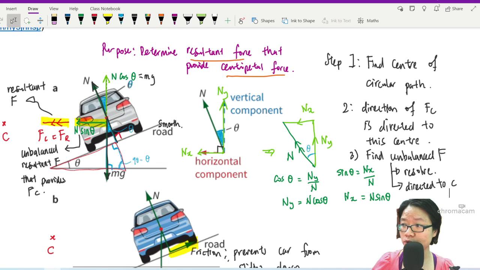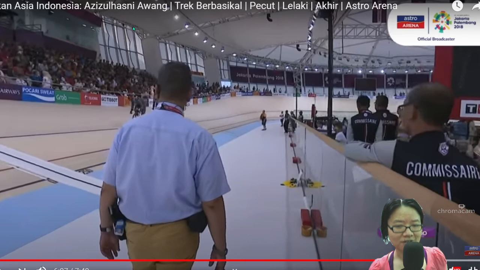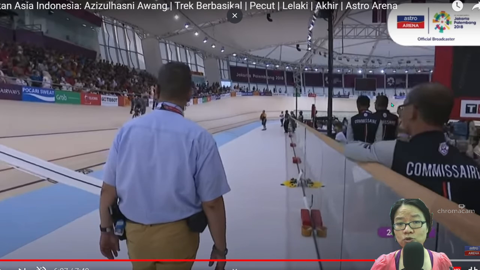Okay, so this is in 3D. I'll show you a quick video now, in case you need to see this actual thing in motion. So this is Azizul Hasni Awang, a Malaysian keirin cyclist. Before I start playing, I want to mute this, and I want you to first notice the track. Notice that the track here is banked. This side is flat, this is horizontal. The referee is horizontal. The people are all horizontal. And the cyclists are on the banked track.